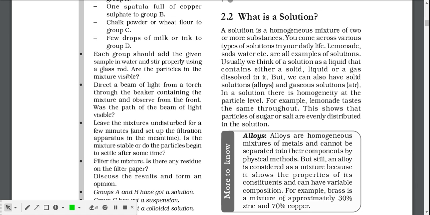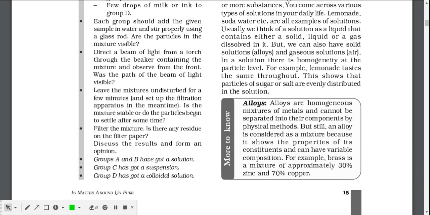alloys. So what is an alloy? First of all, alloys are homogeneous mixtures of metals and cannot be easily separated into their components by physical methods. Alloys can be formed by mixing two metals, with a definite set of properties, and alloys show the properties of their constituents and can have variable composition. So one substance can be in some amount, and the other substance amount can also be varied.